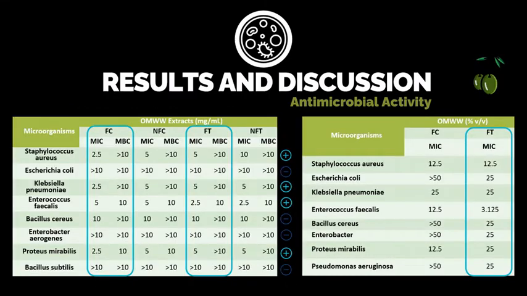Here we can see the obtained results for the antimicrobial activity of the extracts on the left and the direct samples on the right. In general, better results were obtained when testing the olive mill wastewater directly when compared with the lyophilized samples, particularly for the filtered samples obtained by the traditional method that showed inhibitory activity against all 8 tested microorganisms. Nevertheless, the olive mill wastewater obtained by the continuous method also evidenced good results against S. aureus, E. faecalis, and P. mirabilis.